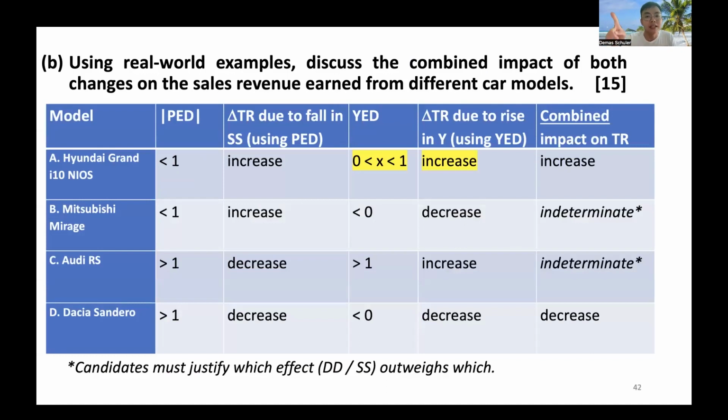But that was just isolated analysis. Isolated meaning I was only looking at the fall in supply due to the rise in cost of production. We need to also factor in the rise in income, right? So in this case, you need to justify why this model or any models that you pick are considered. Well, in this case, I've chosen to justify that it's a necessity, right? So the YED value is between 0 and 1.